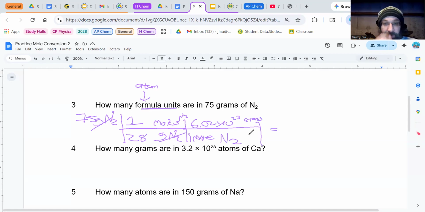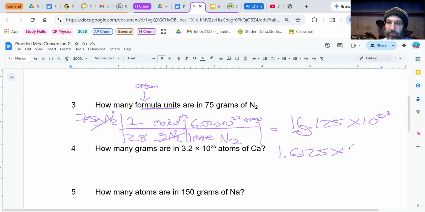All right. Now I'm going to solve this without typing in scientific notation into my calculator. So we're going to do 75 times 6.02. And then we're going to divide that by 28. And you get 16.125. And then we do times 10 to the 23rd. Well, this number is not okay. We're going to move this decimal 1 over here. And now it's 1.6125. And we got to make the exponent 1 bigger, so it's to the 24th.